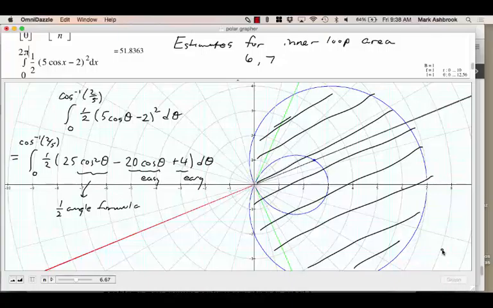So now, how do I get this? What I want now is the area inside of the outer loop and outside of the inner loop. Find the area outside of the inner loop, but still inside the outer loop. How would you find that?